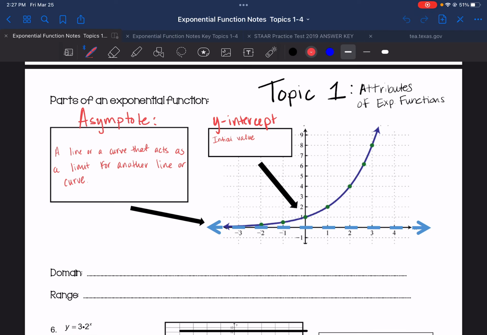Topic 1, attributes of exponential functions. All right, so here's what we are doing today. It's exponential functions, and what is an exponential function? It's basically a function or a graph where, as the x values increase, your y values increase rapidly. You see how it rapidly goes up? That's an exponential function. It's not like some steady curve. Exponential means to increase very fast, where the number starts being multiplied very fast.